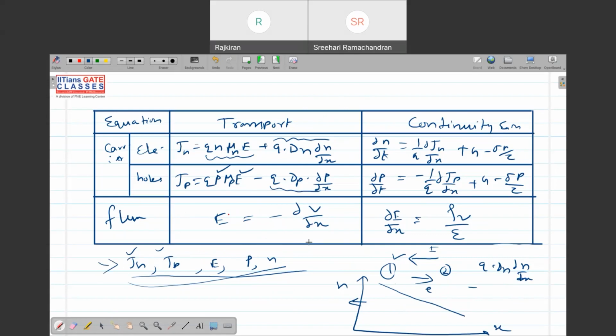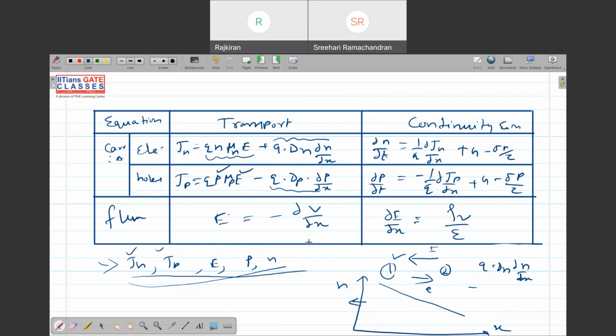That part is not important for the exam, so that's why I am skipping it.